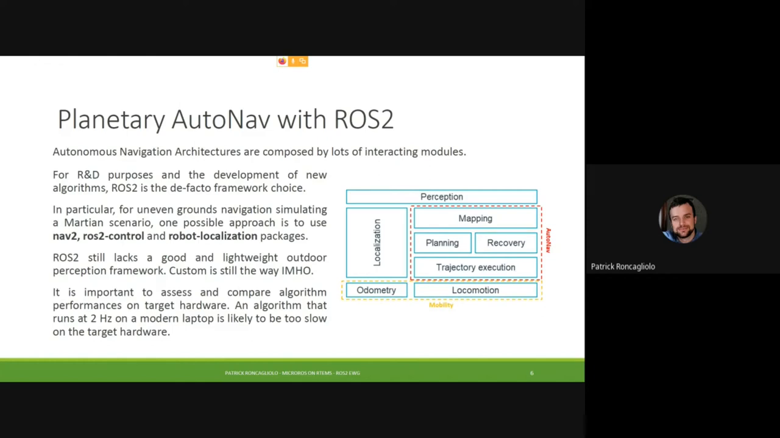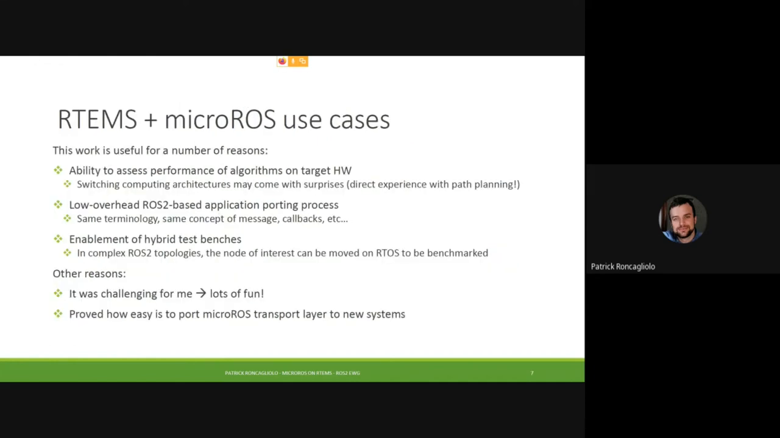The interest, from my perspective, is to test algorithms running on target hardware, because you have to see if with the scale down of the performances, your control loops are still efficient, are still useful. And in my direct experience, in a comparison of different algorithms, let's make an example, path planning algorithms, testing on different architectures can bring you to surprises. In my thesis work, for example, I switched from an Intel platform to a PowerPC 750 platform, and it just changed the whole results.